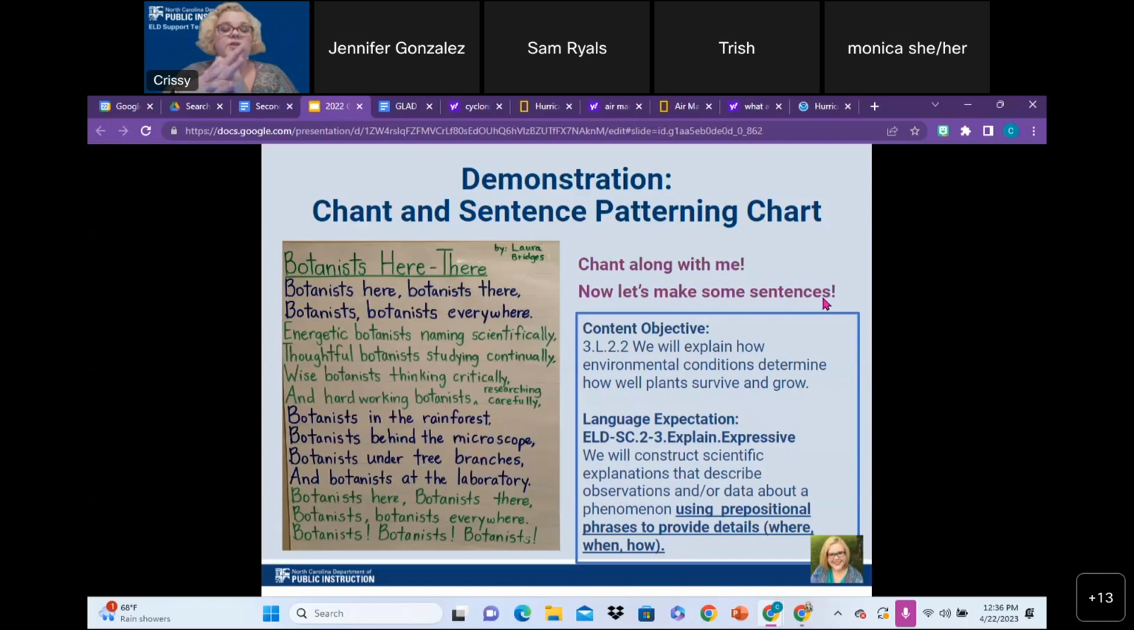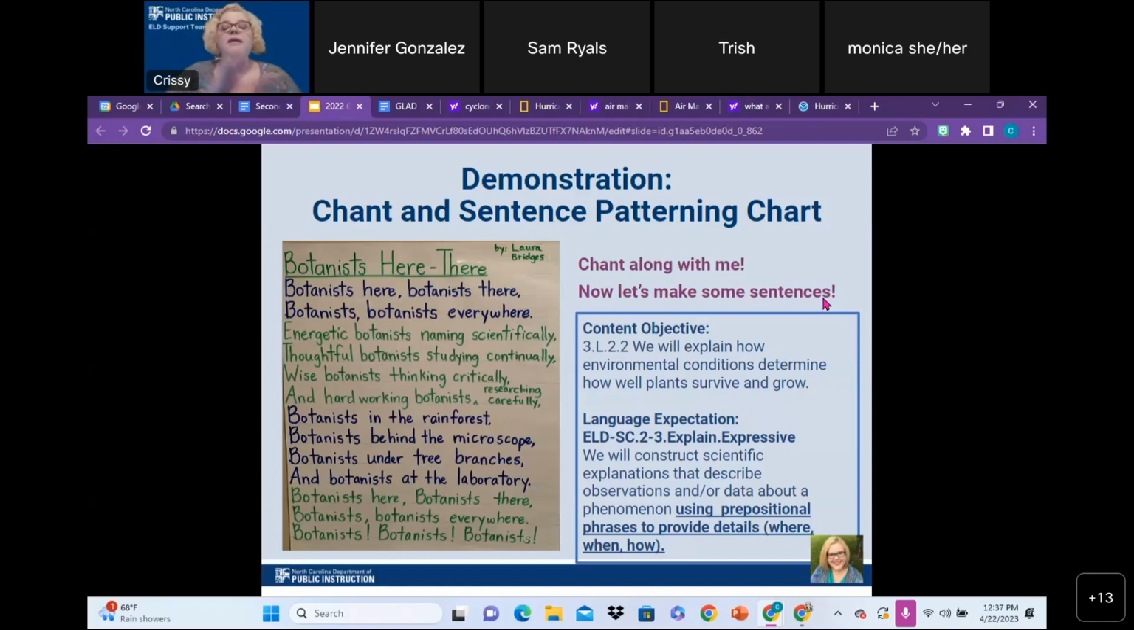It's teaching the parts of speech. And if you remember our template for the here, there chant, the here, there chant has all of the parts of speech incorporated in it. So the chant is going to support the sentence patterning, and I'm going to show you how that works.